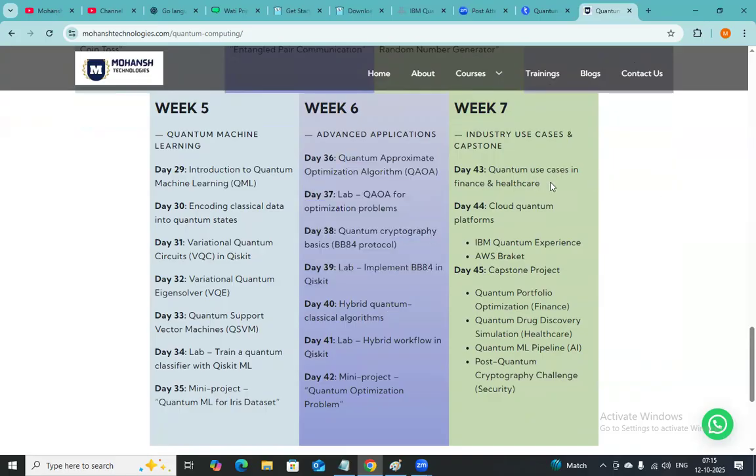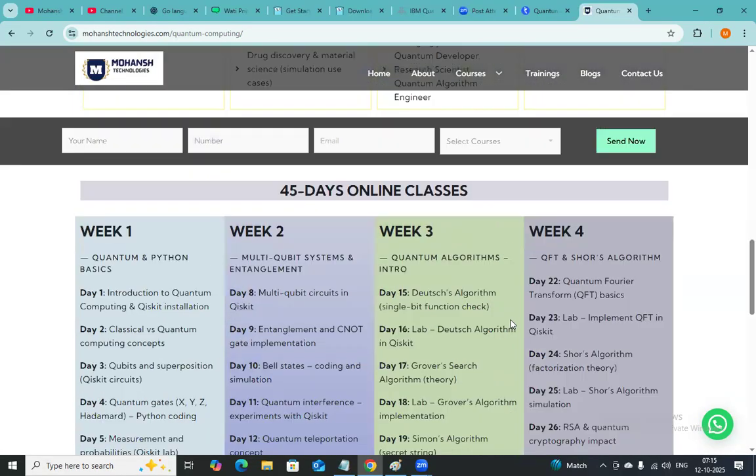And finally, week 7, industry use cases, like how quantum computing is used in finance and healthcare, and cloud quantum platforms. What are the different kinds of cloud platforms which are available? And there is a big project, a capstone project. We have to deal with quantum computing.